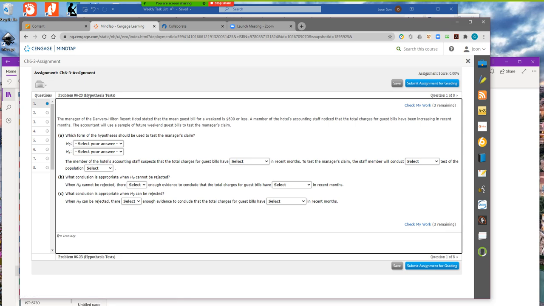The manager of this resort hotel stated that the mean guest bill for the weekend is $600 or less. And a member of the hotel's accounting staff noticed that the total charges for the guest bills have been increasing in recent months. So the accountant will use a sample of future weekend guest bills to test the manager's claim. Okay, so any volunteer? What is the null hypothesis in this case?